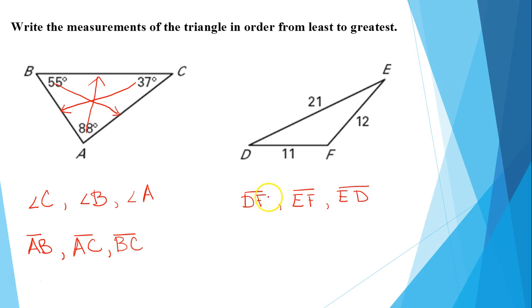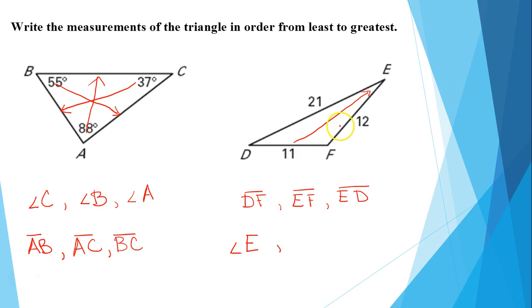Okay, now that we've got the sides listed in order, let's list their angles in order. And remember, similar to this, the angle that is opposite of the shortest side is going to be the smallest angle. So this is the shortest side. The angle opposite of it is E. So list it first. Then EF is right here.